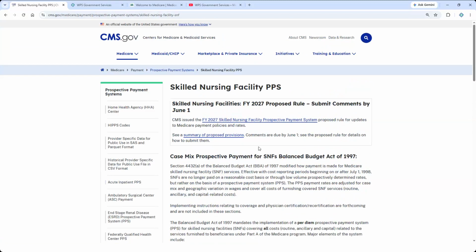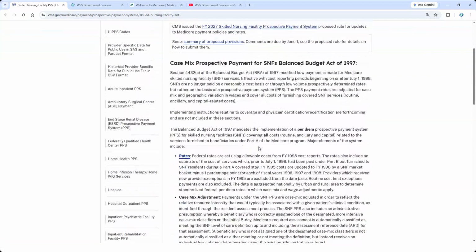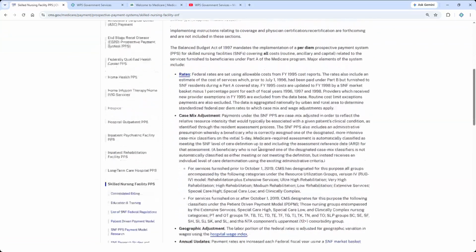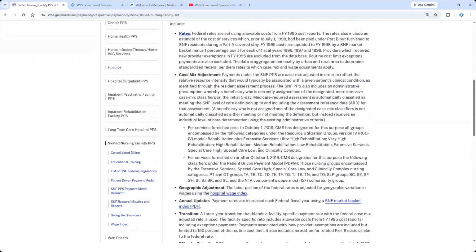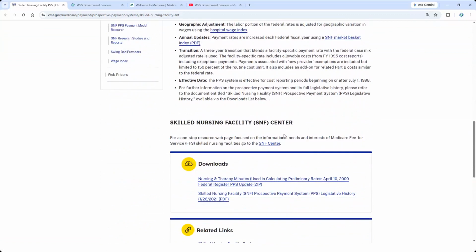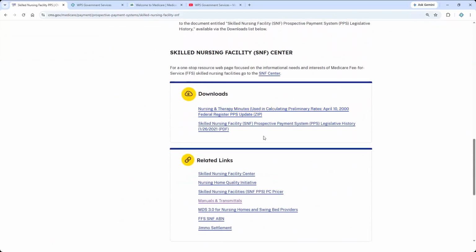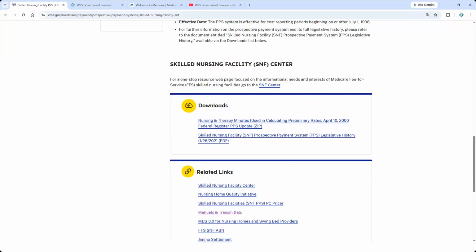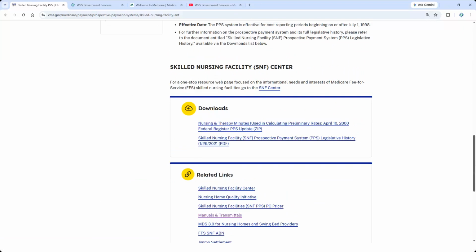And then you can learn all about the case mix and how the payment works. Now, we're not going to focus on that. What we're going to do is just scroll down again to the bottom, and I'm trying not to scroll too fast to lose anybody. Look at the downloads. You can see we have a couple of different downloads. And then what are we looking for down here? Skilled Nursing Facility Center, pricers, all of those types of things. So there's lots of different information.